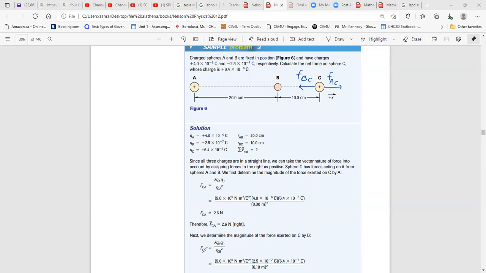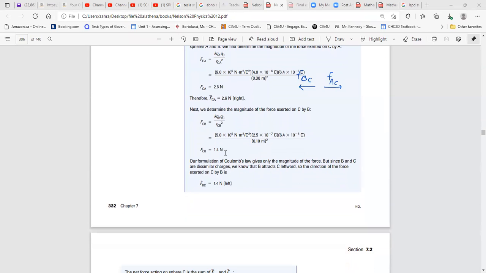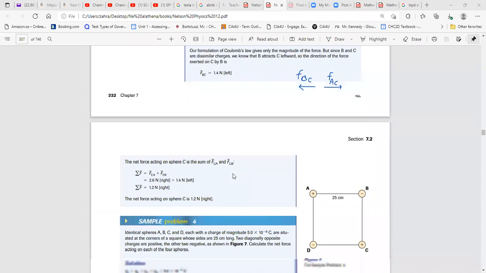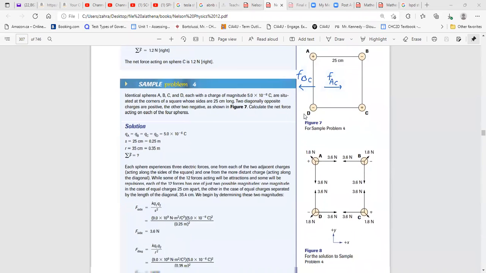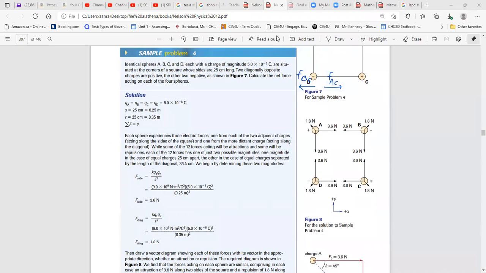The same way you can calculate F of CB. Put in the charges, and the constant, it is 1.4. So 2.6 is to the right, and 1.4 is to the left. When you add them, this is positive and this is negative, right? Use 2.6 minus 1.4, it is 1.2, which is to the right because F of AC is bigger. Okay, next question.